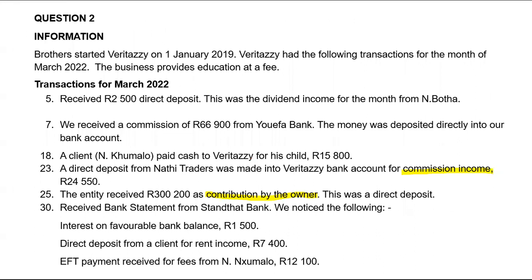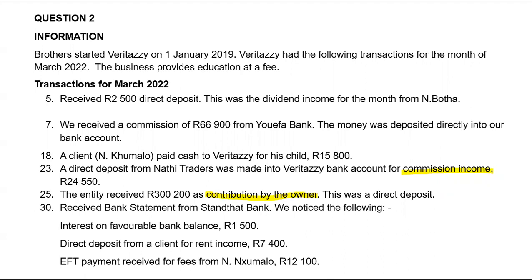On the 30th, we received bank statement from Standard Bank. We noticed the following. Interest on favorable bank balance is 1,500. A direct deposit from a client, they didn't mention the name of the client, was for rent income. It was 7,400. And then the last part was EFT payment received for fees from N Numalo, which is 12,100. I will start with the first one.